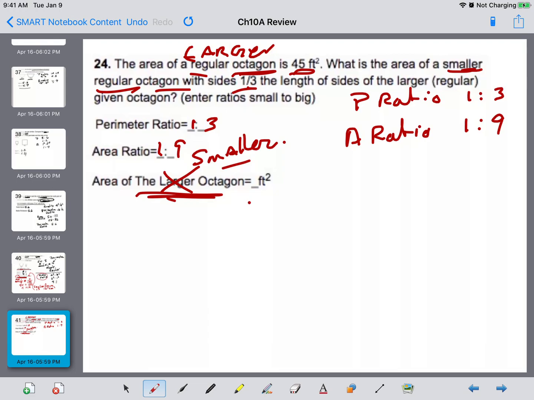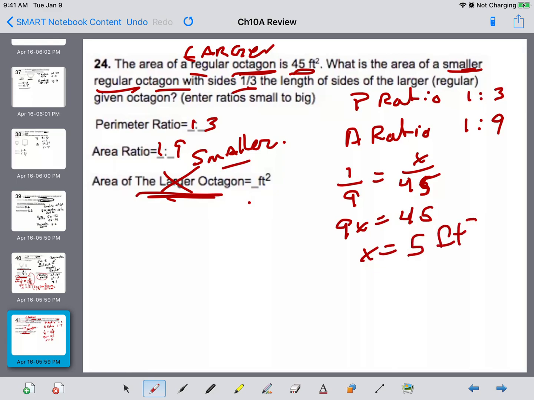So here it is. I have my ratio. The ratio of my two octagons is 1 to 9. That's the area. I have the larger octagon, which is 45. I'm looking for the smaller octagon, so 9x is 45. That's not a 46, it's 45. Divide by 9, x is 5. And that is 5 feet squared. And that goes in right there.